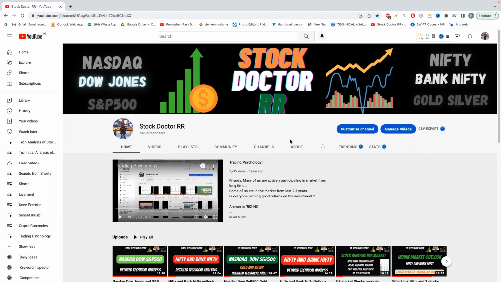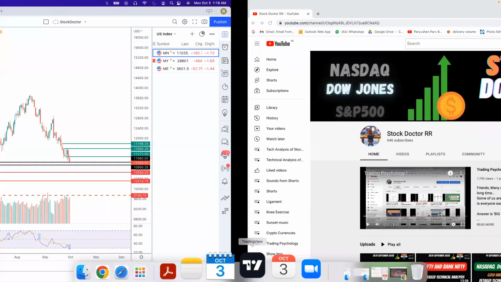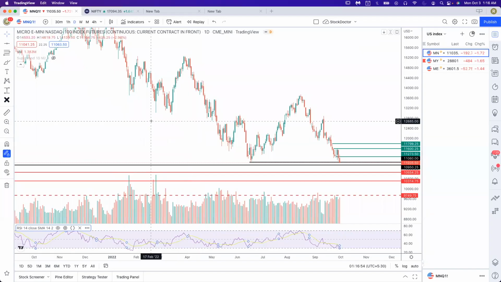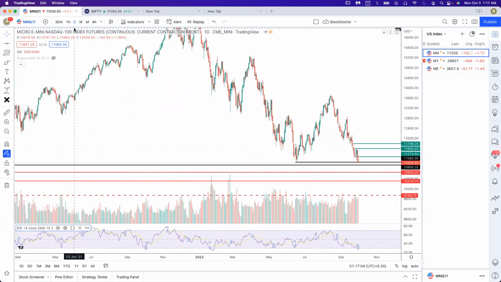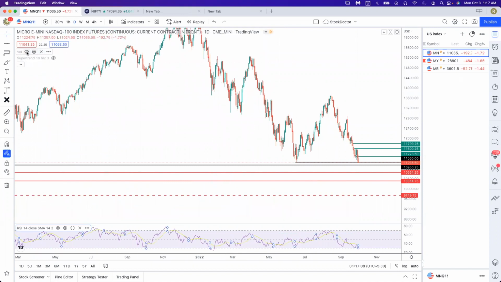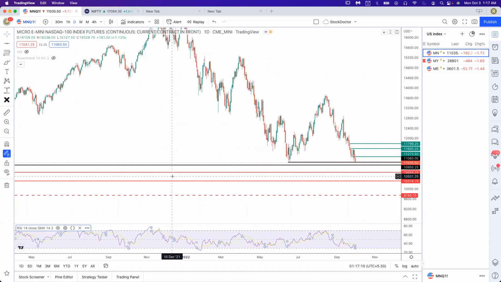So without wasting our time, let's go ahead and open our favorite tool, TradingView. The first chart here you can see is a Nasdaq 100 futures. If you see here, this is a daily time frame. Okay, let me show you something here.